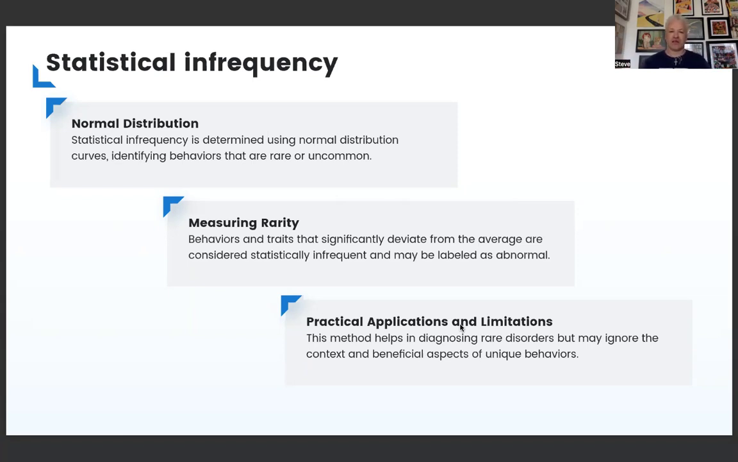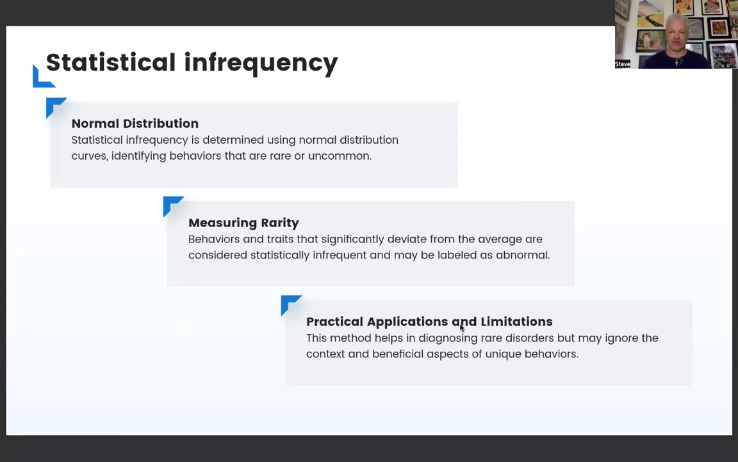Now, extremes doesn't always mean it's negative. You could have an extreme low IQ, which is not really desirable, or you could have a high IQ, 140 plus, which is still abnormal, but that's more desirable.